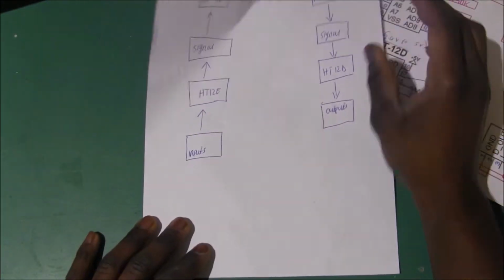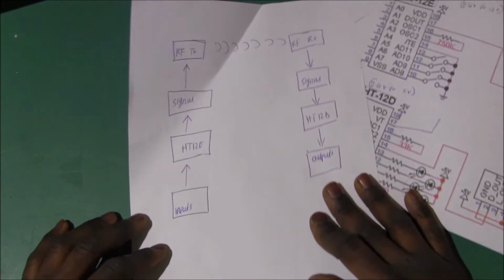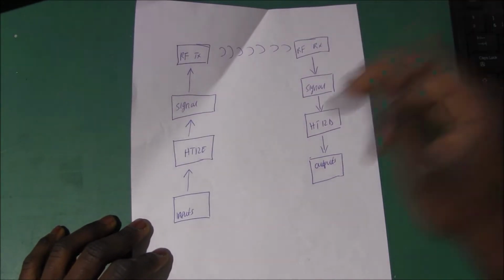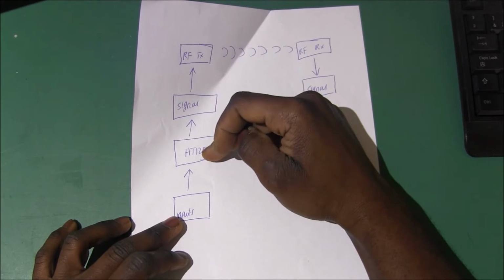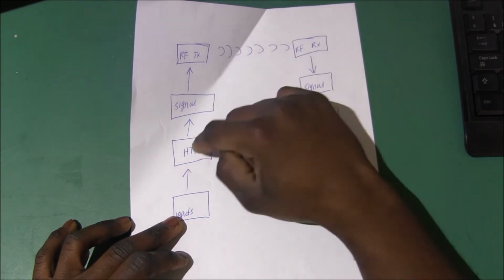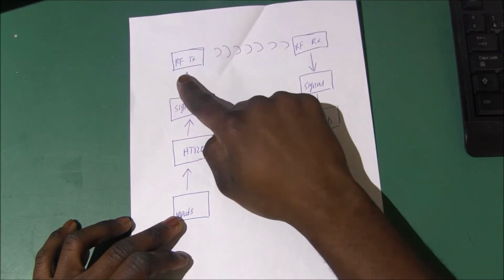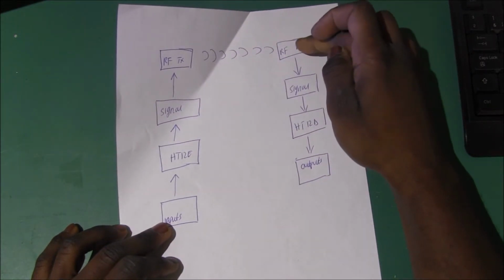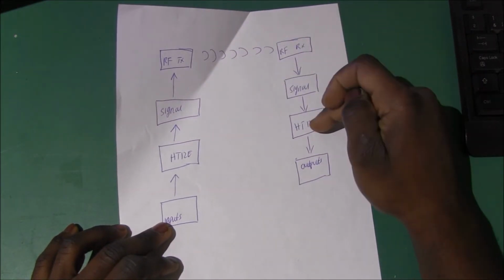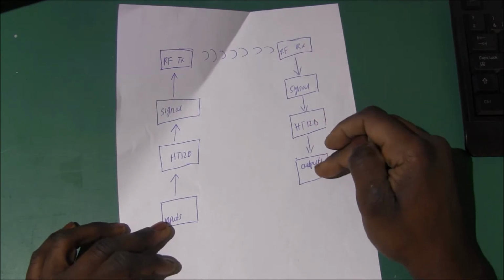So we're gonna go ahead and try to show what's happening here. These are your basic inputs over here to the IC, and then the signal goes through the RF transmitter wirelessly to the RF receiver. The signal goes to the decoder and then you get your output over here.